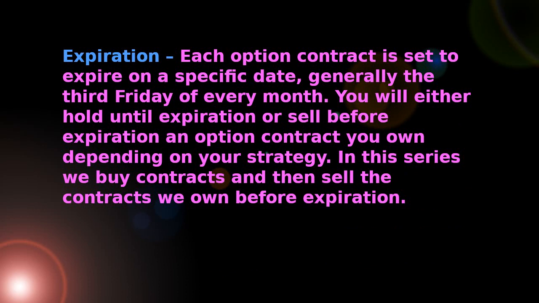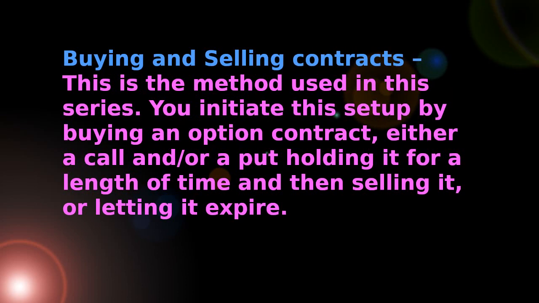Expiration. Each option contract is set to expire on a specific date, generally the third Friday of every month. You will either hold until expiration or sell before expiration an option contract you own, depending on your strategy. In this series, we buy contracts and then sell the contracts we own before expiration. Buying and selling contracts. This is the method used in this series.